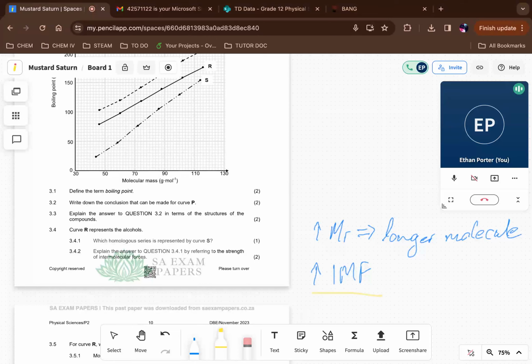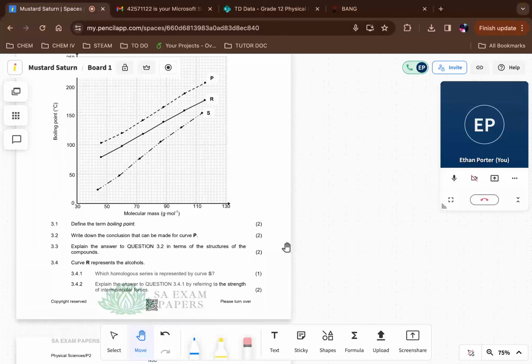Okay. Question 3.4. Curve R represents the alcohols. Maybe I'll just write that here so I don't forget. So they tell us R is alcohol. Okay, great. Which homologous series is represented by curve S? Okay, so what have they told us?